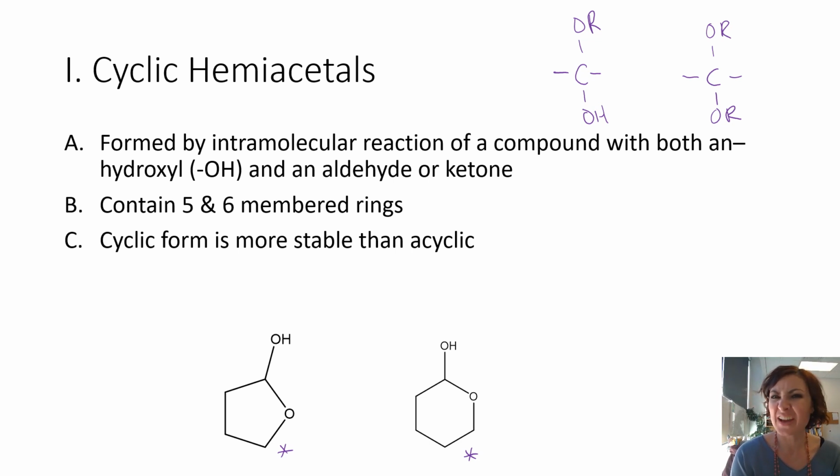And just to help you identify that this is a cyclic hemiacetal, we have a carbon. And this carbon has an OH group and it has an O, and we would consider all this an OR group. So this would be considered a hemiacetal. Same thing here. We have a carbon that has both an OH group coming off of it and an OR group coming off of it. So that's how we would identify cyclic hemiacetals.